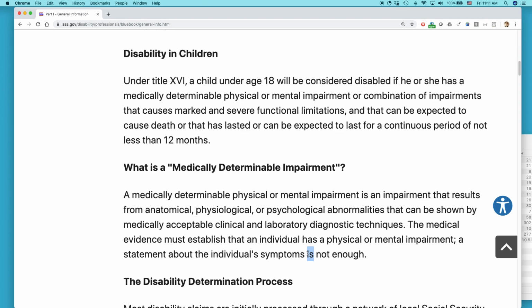And another thing that's worth noting, the SSA, Social Security Administration, they have a list of specific impairments which automatically qualify for certain benefits, including SSDI.